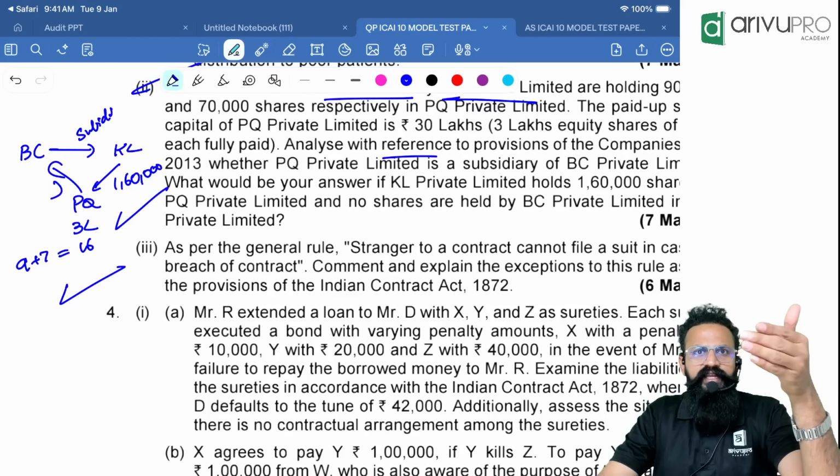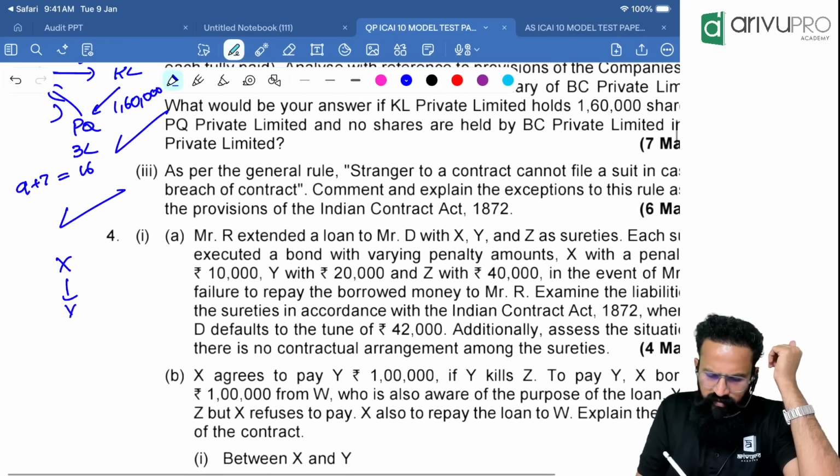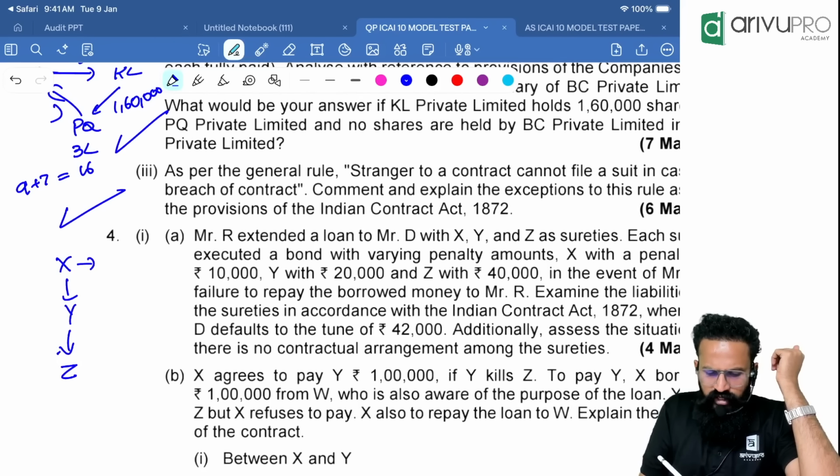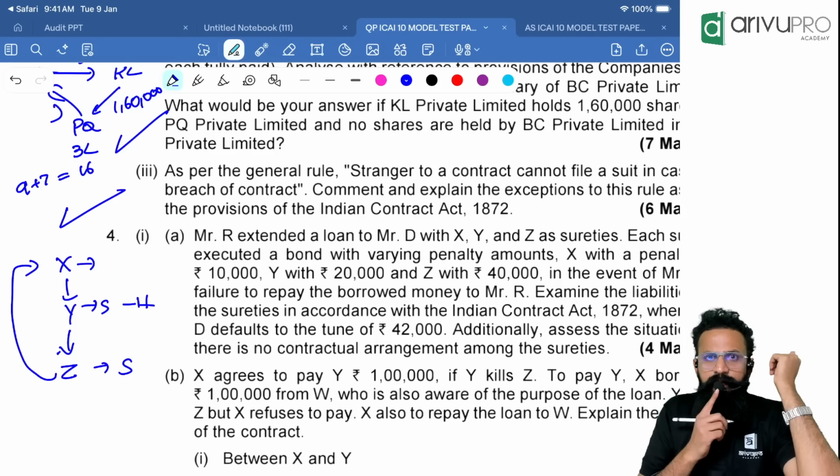What do I mean by deemed subsidiary company? Deemed subsidiary company means like this: X, Y, Z. X is a holding, Y is a subsidiary. Let us imagine if Y is a holding, Z is a subsidiary. They will be calling Z as a deemed subsidiary of company X. Yes.